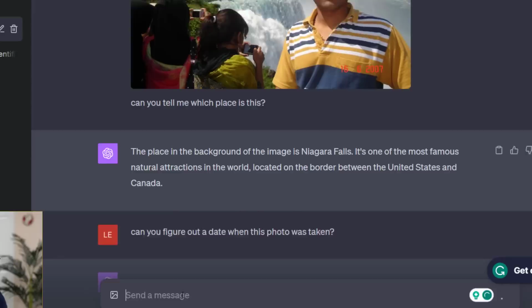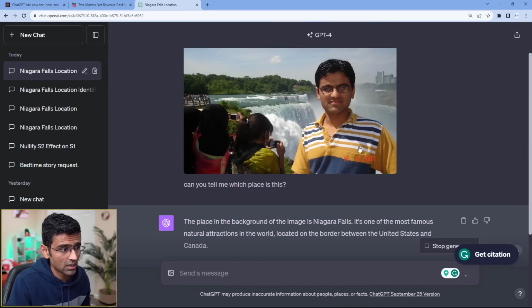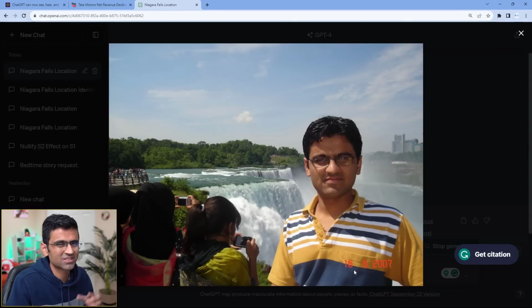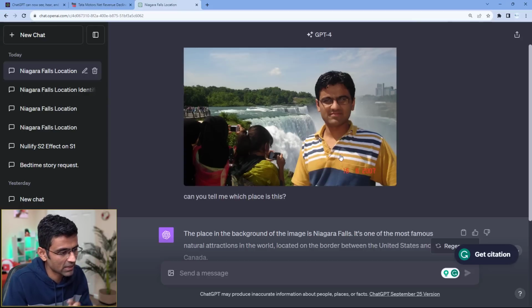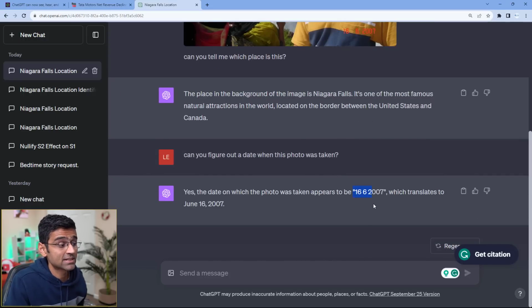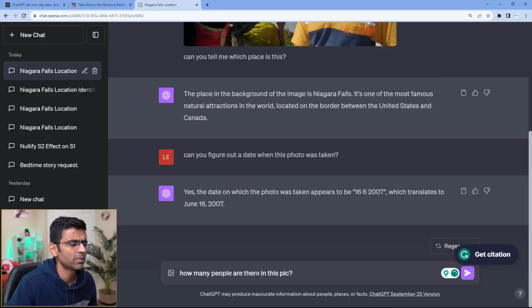Okay, now let me ask when exactly this picture was taken. As you see in the image, because this is an old camera, I had this kind of time and date in the image itself, and it is able to recognize that. See, June 16, 2007.